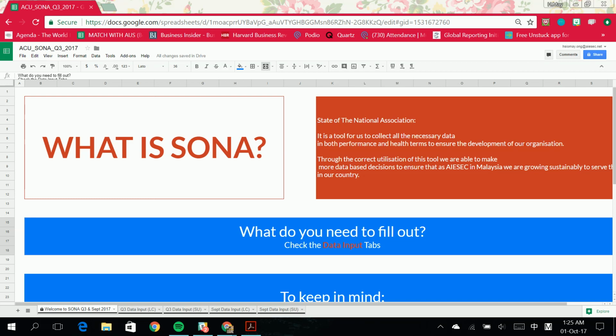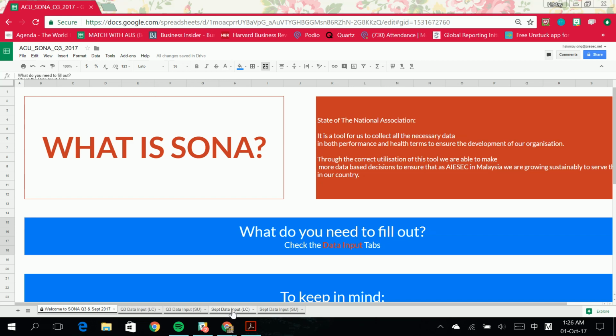So what do you need to fill out? Check the data input tab. In here, you will realize that there are four tabs. The first tab is Q3 data input LC, and then SU, and then September data input LC, and then September data input SU. So if you are an LC without any SU, you only need to fill in Q3 data input LC and September data input LC.